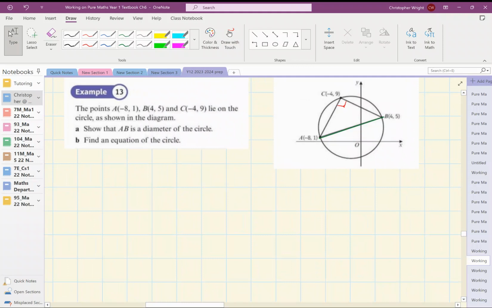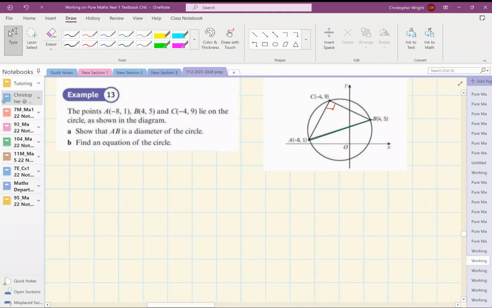Right, here we go. So I've got to find the distance from A to B. That's going to be the square root of the difference in the x-coordinates, which is 12, squared, and the difference in the y-coordinates, which is 4, squared. So AB is the square root of 144 plus 16, which is 160. Okay, what about A to C?